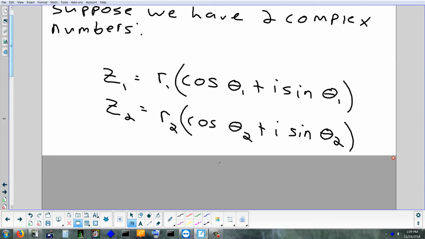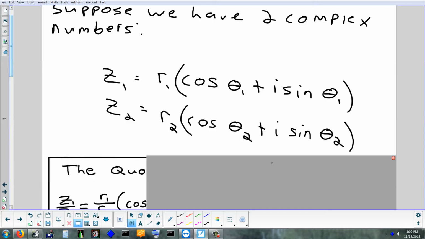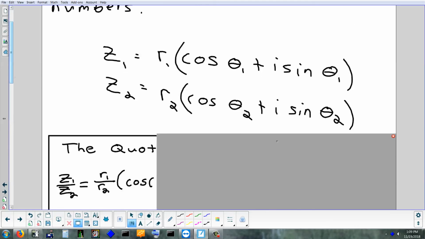Well, Anna, what do you think? Yeah, so we're going to divide R1 and R2. That's going to give us my new radius. And what do you think I'm going to do to get my new angle? Pat? Subtract. Yeah, we're going to subtract.